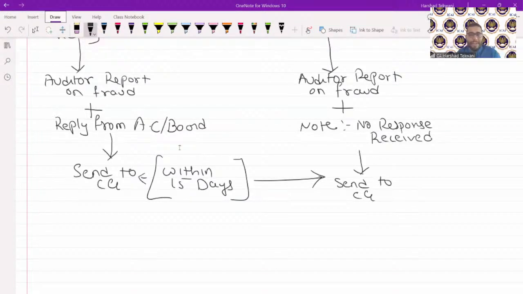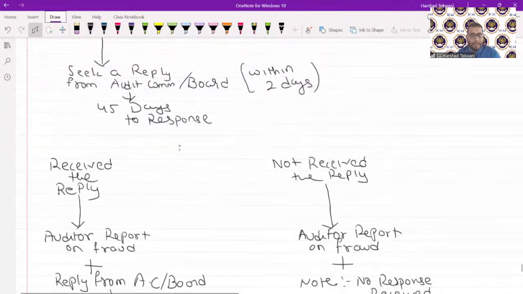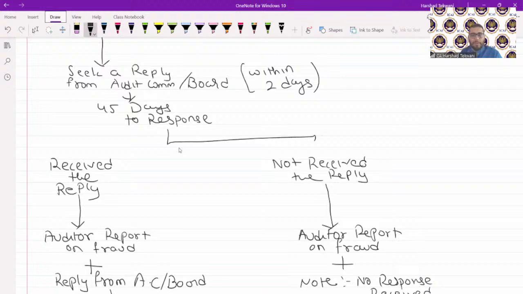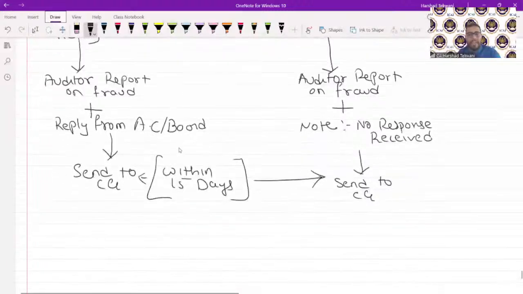Now, when I say within 15 days, we are talking about 15 days from the end of 45 days. So once 45 days are over, either you will have received the response within 45 days, or not. If you receive the response, then good, forward those comments. If you have not received the response after the end of 45 days, you will get 15 days to send a note and the auditor's report on fraud to the central government.